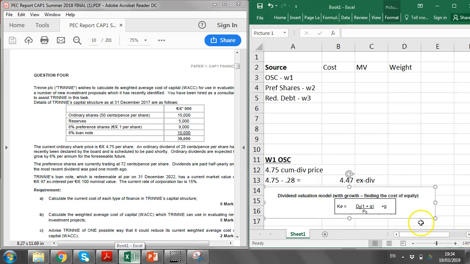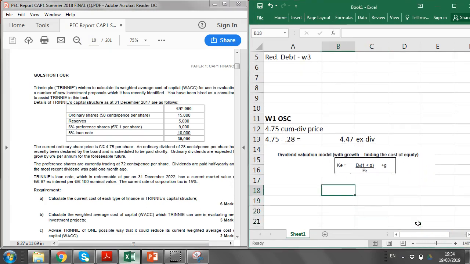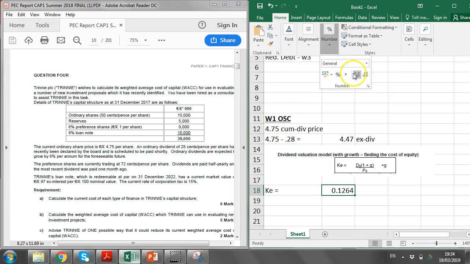So we know our div 0 is 0.28. So our cost of equity, which is signified KE, is 0.28 times 1.06. So remember, that's 1 plus G. Over the price. Now you always use the adjusted price here, 4.47. And then you're going to add on 0.06. So that should hopefully get you 12.64%.